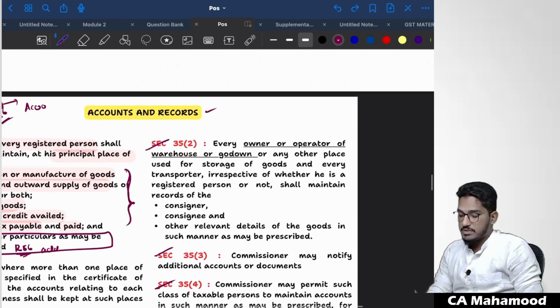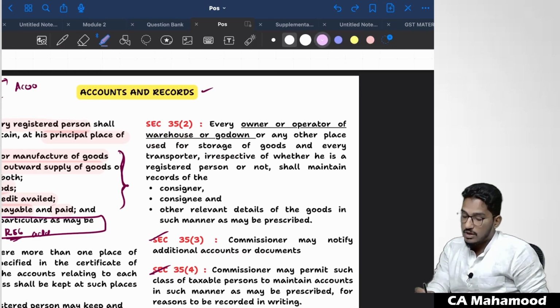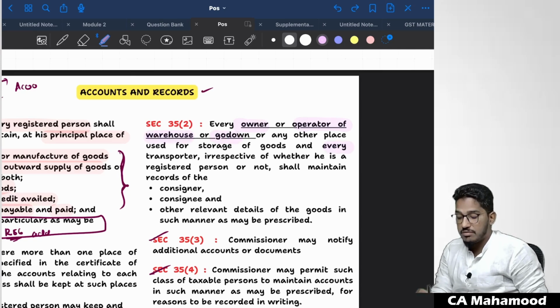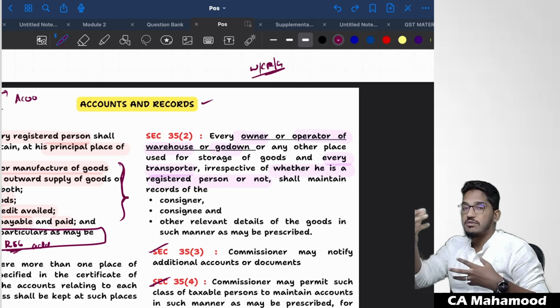Now coming to 35 subsection 2. 35 subsection 2 clearly talks about only what accounts are required to be maintained by the owner or operator of a warehouse or godown or any other place used for storage of goods, and every transporter, irrespective of whether he is a registered person or not. So 35 subsection 2 is telling, if you are running a warehouse, a cold storage, or a godown where you will store the goods of others.